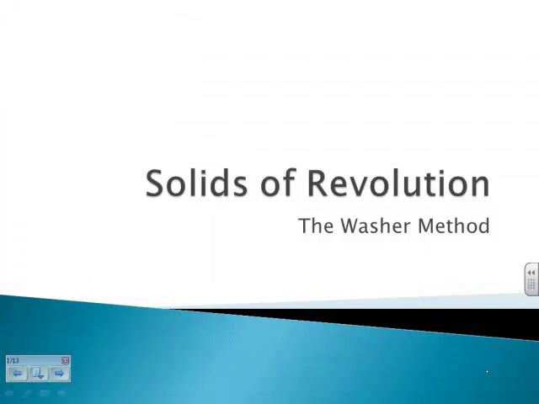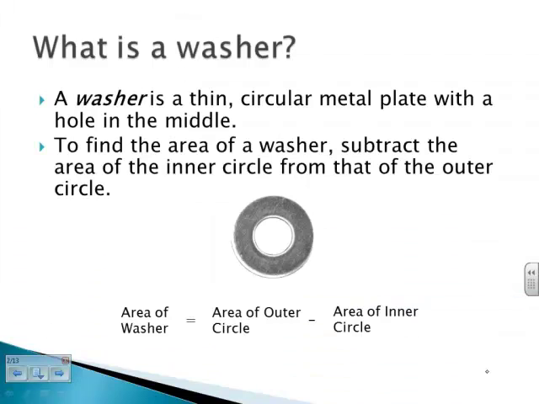Solids of revolution. The washer method. What is a washer? A washer is a thin, circular metal plate with a hole in the middle, as you can see in the figure below. To find the area of a washer, we subtract the area of the inner circle from the area of the outer circle.